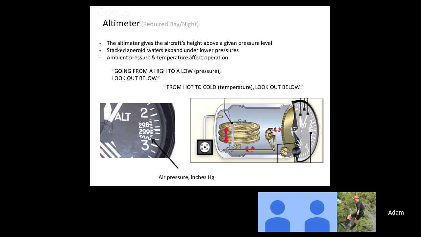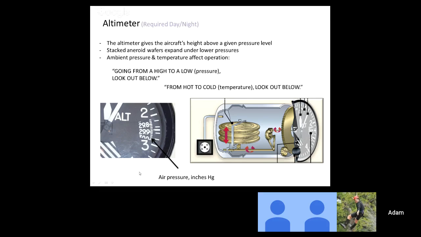It's exactly what it is. It's a barometer. It utilizes air pressure to give you a reading on a dial. And the reading that it gives is your altitude position above whatever pressure level that you have set on the instrument. Now, the altimeter has what's called a Kollsman window over here, with which you can set the altimeter to a pressure level.